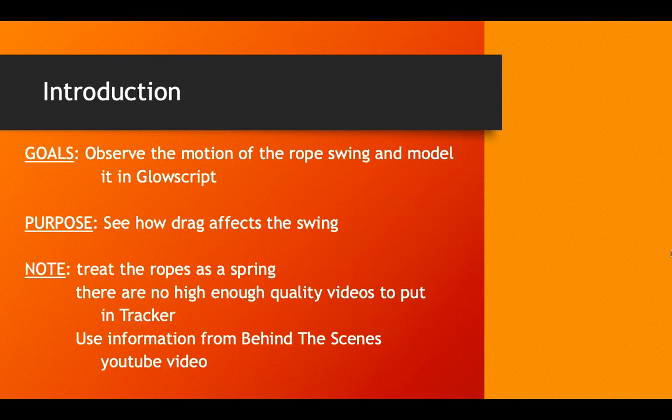Anyway, to introduce the lab, my goal is to observe the motion of the rope swing and model it in GlowScript, and then the purpose is to see how drag affects the swing and how air resistance changes the model. We need to note that we're going to treat the ropes as a spring because they are very, very flexible, and that there's no high enough quality video to put in Tracker, so I'm not doing that, but I got a lot of information off of the internet and a behind the scenes video that I'll use to put into GlowScript.